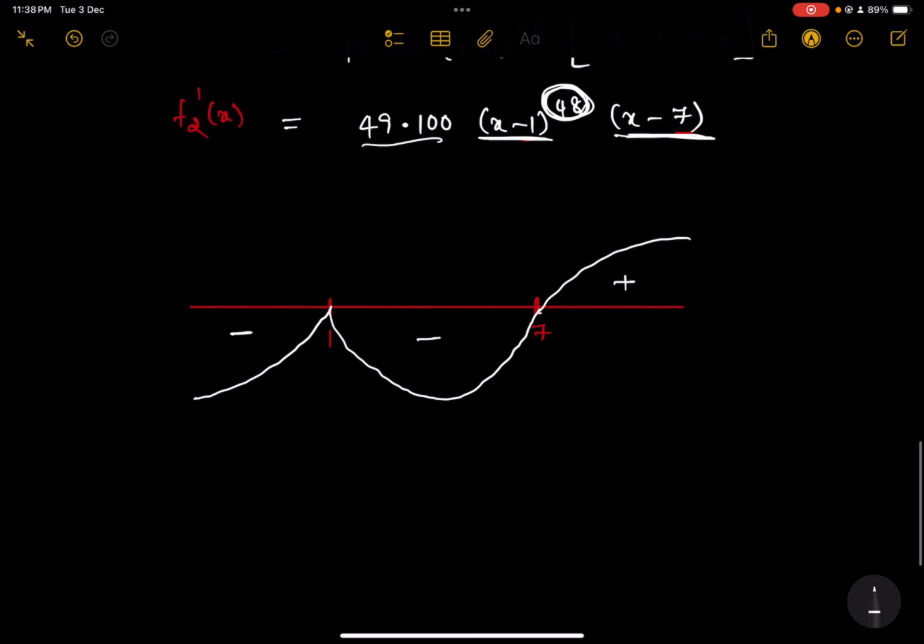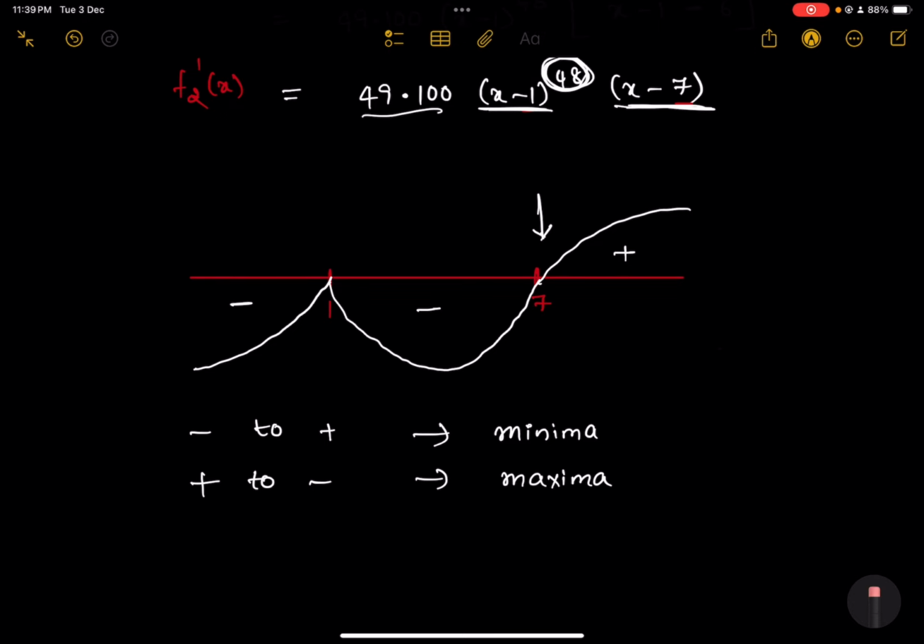So if it goes from minus to plus, it is a local minima, and when it goes from plus to minus, it will be local maxima. So here it goes from minus to plus, so that means this point is a minima. So m2 is minima, m2 is 1, and there are no maximas here, so n2 is 0.